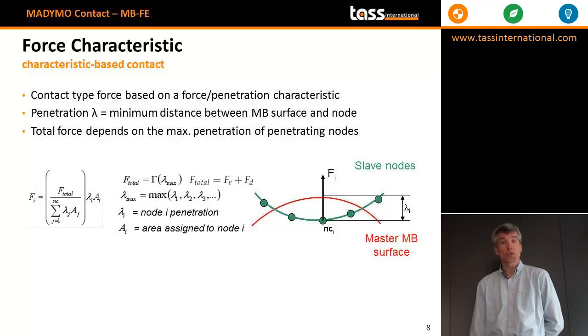There are a few nodes, as you can see in this example, 3, which are penetrating. The one which is penetrating the most is used to derive the contact force. This contact force then is, by the equation you see at the left, used to distribute this force over the several nodes. On the master MB surface, on the body, this contact force is also applied.